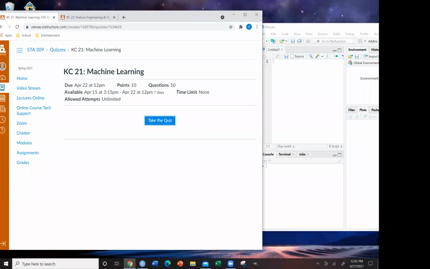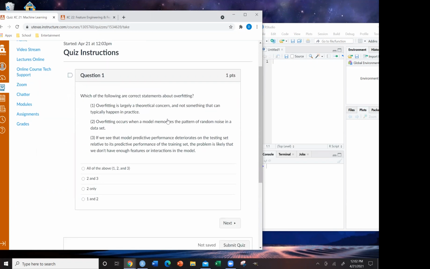All right, we are looking at knowledge check 21, machine learning. I haven't had a look at this before, but I think we could do fine. Let's go ahead and start taking it. We'll see how much I know. Overfitting. No, it can happen in practice, so one is false.